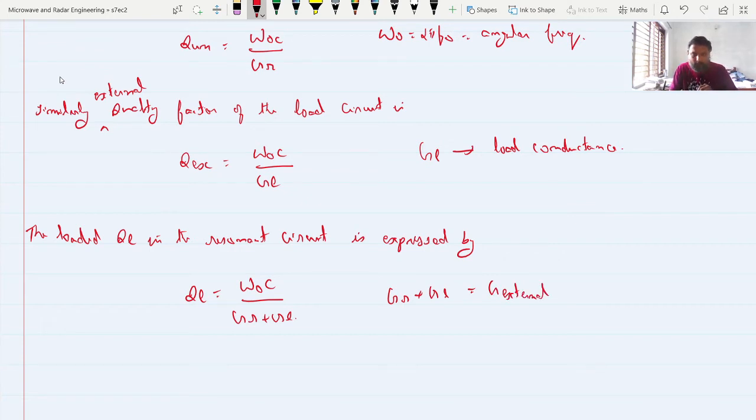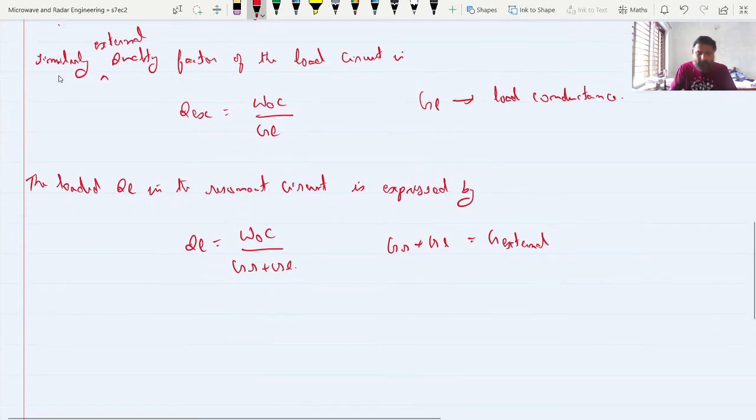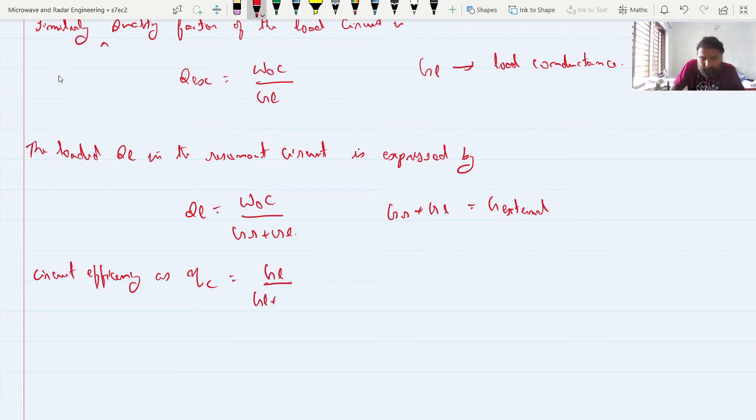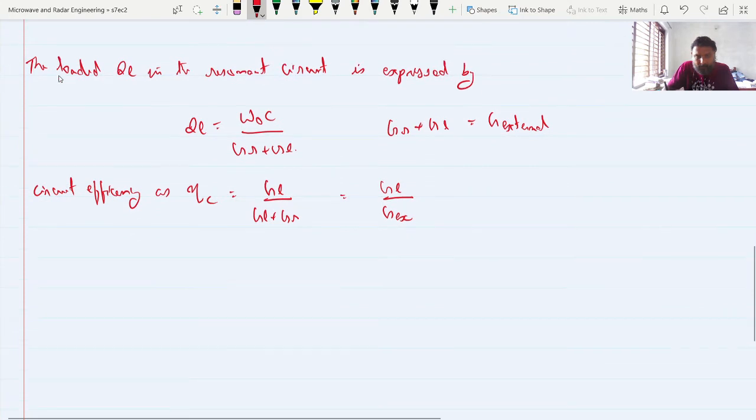It's clear. Then your circuit efficiency eta c can be written as GL divided by GL plus GR, which I can write as GL divided by G external, or eta c is nothing but GL by GL divided by GR plus GL divided by GL. I just divided numerator and denominator by GL.